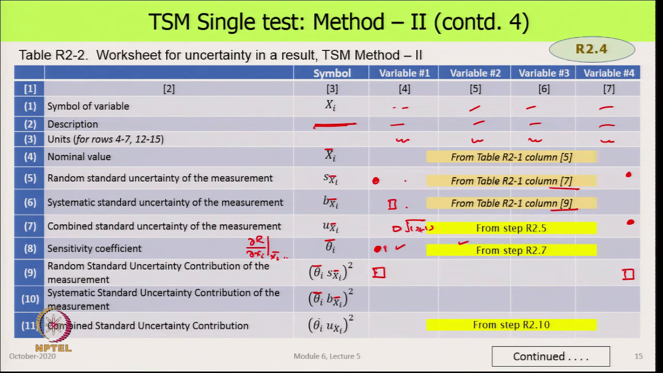This multiplied by this, and we get this number. Square it. This into this squared is this. Similarly, we go for each one of these boxes.